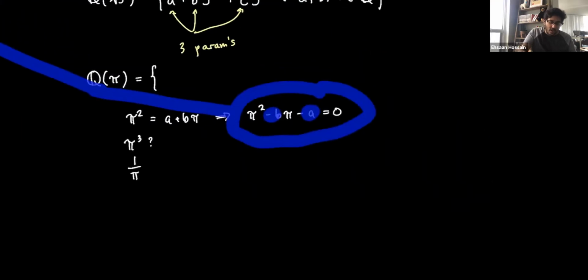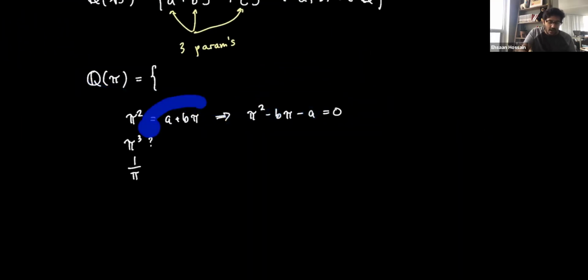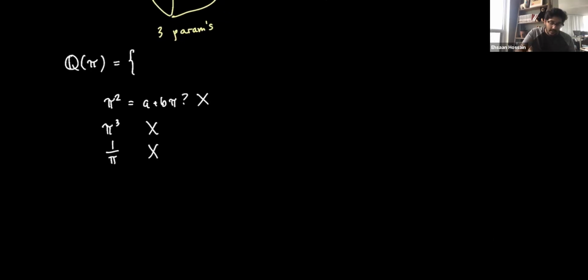So this means that there's no way to write pi squared as a combination of lower powers of pi. And you can prove this in general. It's equivalent to proving that pi is transcendental, that there's no way to write these as lower powers of pi. No way.